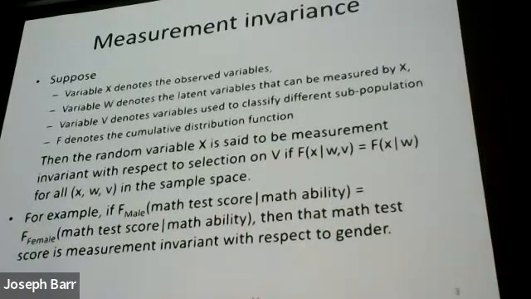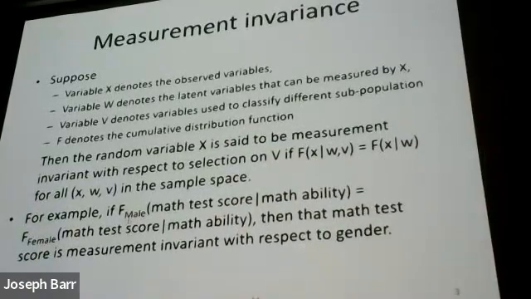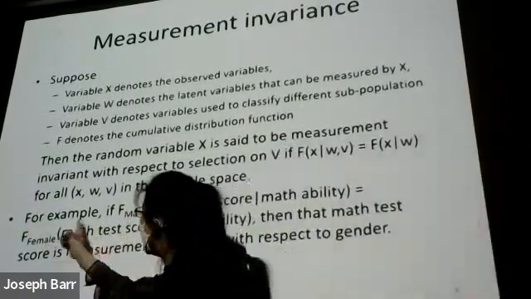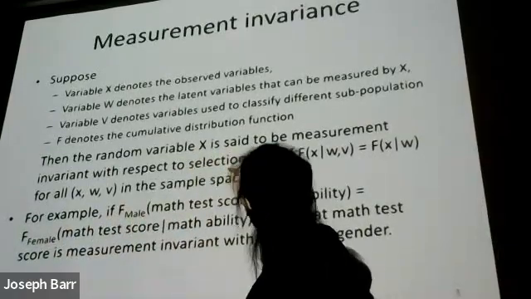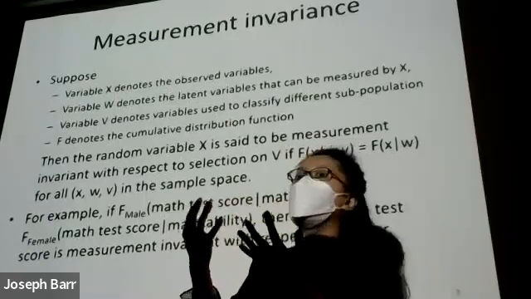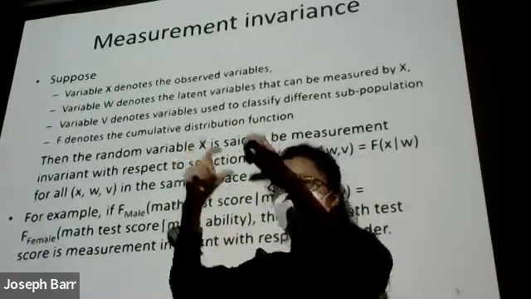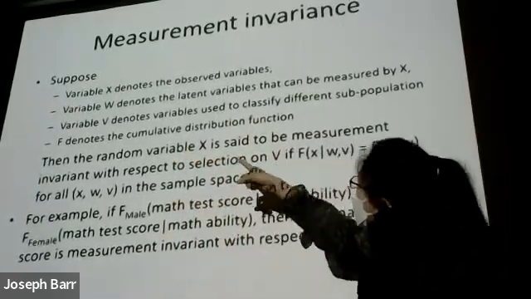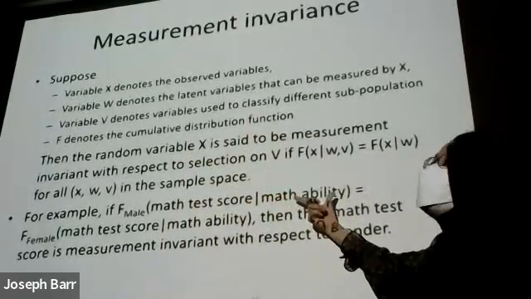This is an example. For example, we take V as gender. Then we have male and female, two values for V. And what is X? Suppose this is math test scores, what we observed, the test scores. What is W? It is latent math ability.